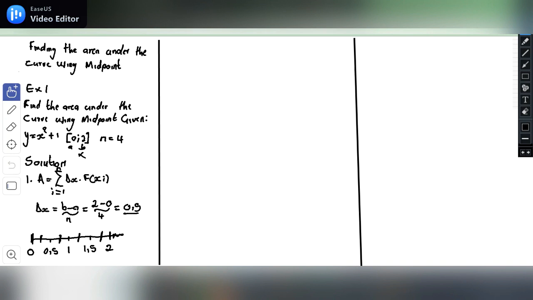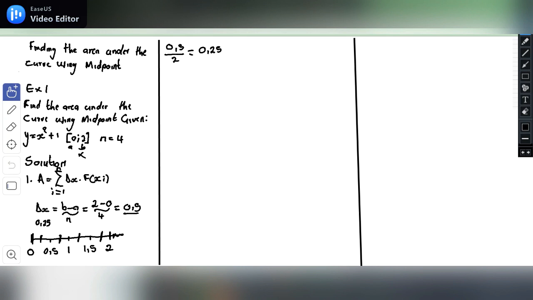So what do we do? The first thing you need to do is check your width. Your width, or delta x, is 0.5, therefore you say 0.5 divided by 2. If you say 0.5 divided by 2, you're going to get 0.25, right? So the value that we have here is 0.25.